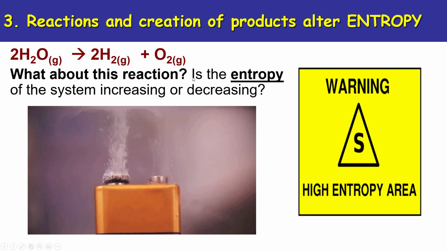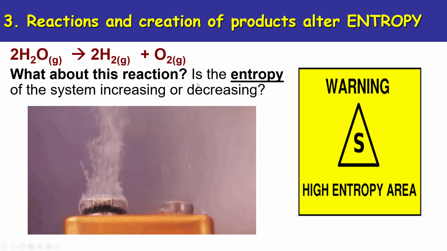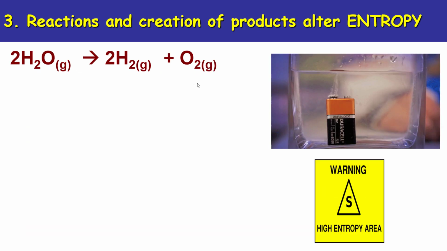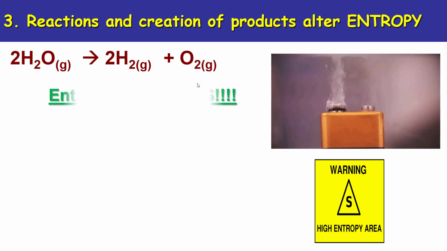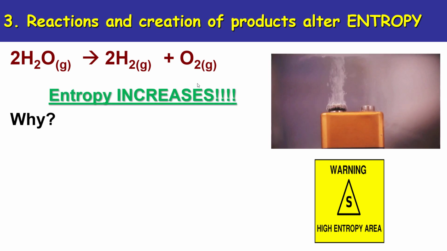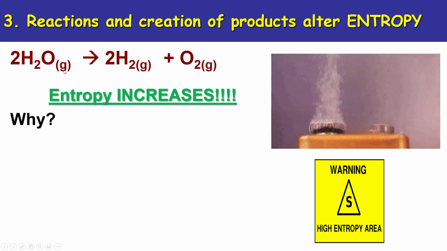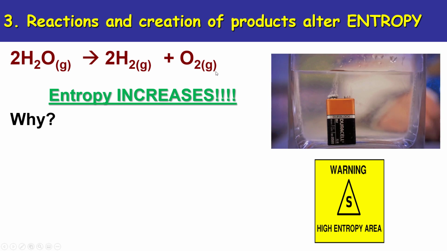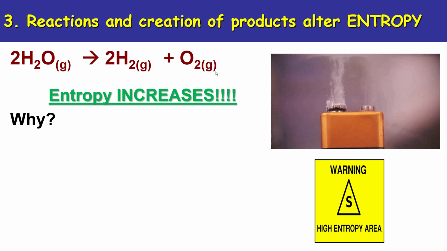Is the entropy of this system increasing or decreasing? Well, if you said the entropy was again increasing, you would indeed be correct. So why is that happening? Well, in the last two examples we did, we were looking at solids, liquids, and gases, and yet here they are all gases. So we can't use phase to delineate whether our entropy of the system is increasing or decreasing. We have to do something else.